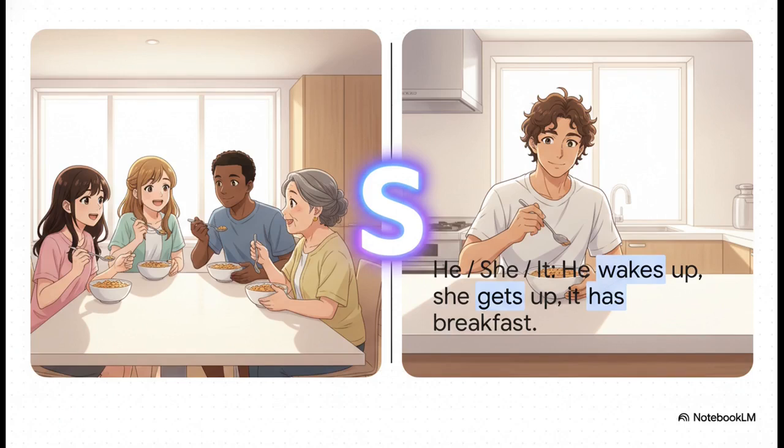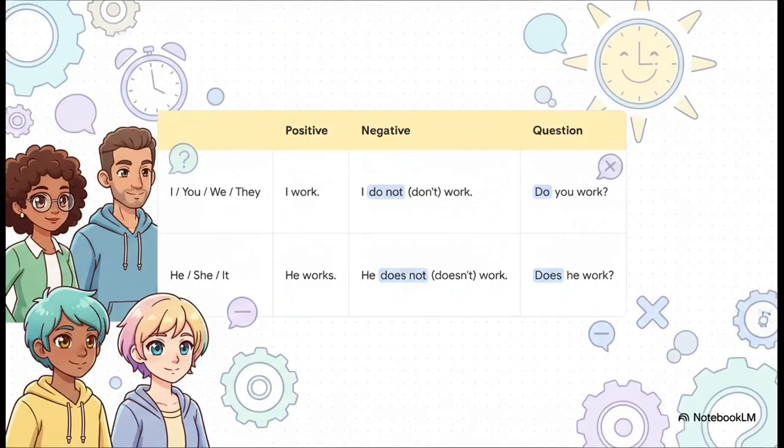Easy enough, right? Now, what if you want to say no or ask a question? That's where our little helper words, do and does, come in to save the day. For yourself, you'd say, I don't work. But for him, it's he doesn't work. And to ask a question, just pop that helper word right at the beginning. Do you work? Or does he work?